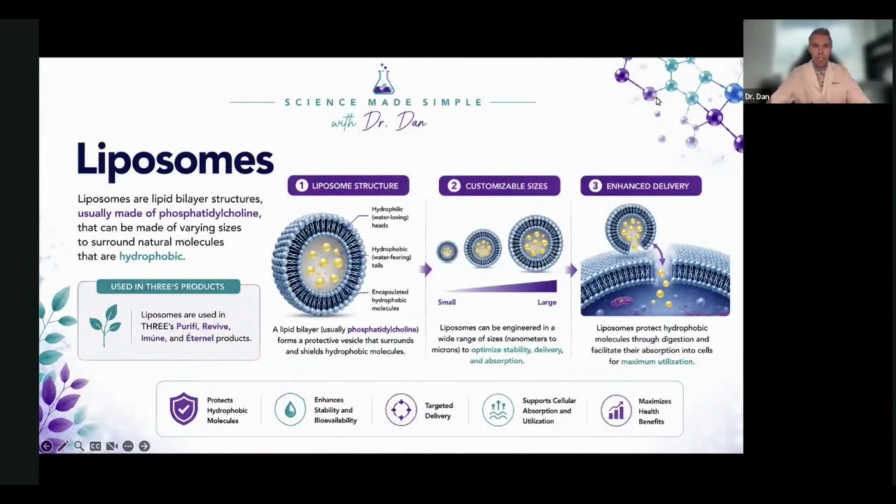And liposomes are commonly used in the nutritional supplement industry, and they're great. They're a great technology.